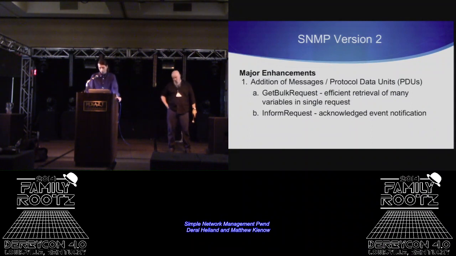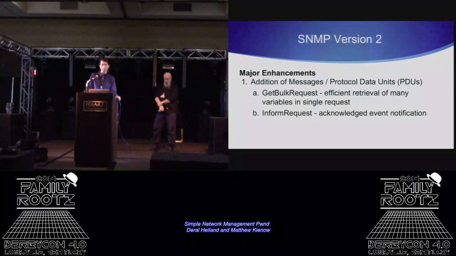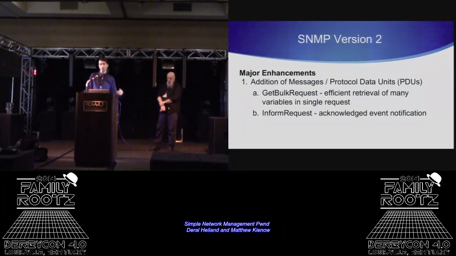Moving on to version 2, it's very similar to version 1 with a few major enhancements. Number 1, there were 2 new messages added. First was get bulk request. This allows efficient retrieval of a large number of variables from the agent, whereas before, we would have to use the get next message and continually navigate through the MIB structure. We can now request all of those, or a large portion of them, with a single request.